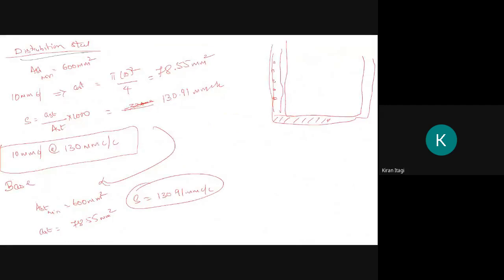Then we have the distribution bar. For distribution, we are taking minimum AST, and with the help of minimum AST, we will determine the spacing. For the base also, we will take the minimum AST. This is how we will solve the circular tank.